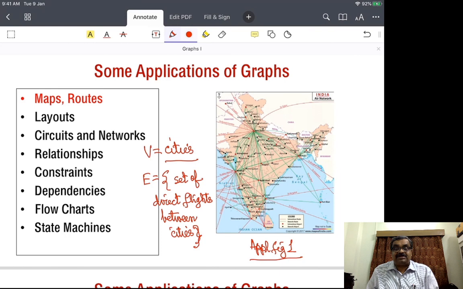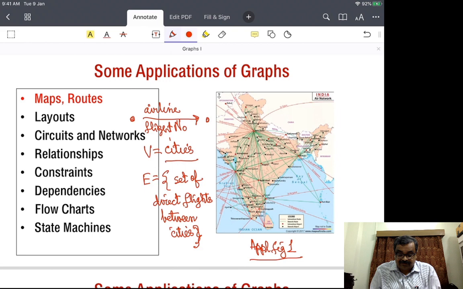Similarly, we will see that this is a multi-graph, where if we start modeling and separating out the labels of the edges with which airline is flying, then on the edge between two vertices, we will have the airline, the flight number, the expected time of departure and the expected time of arrival.